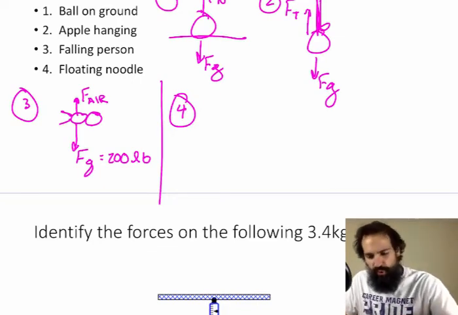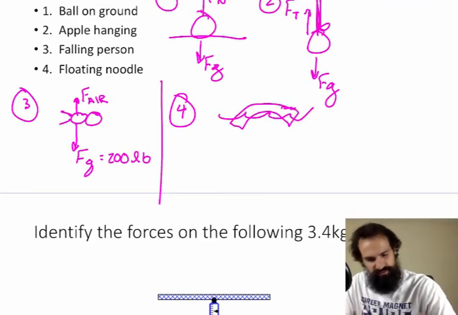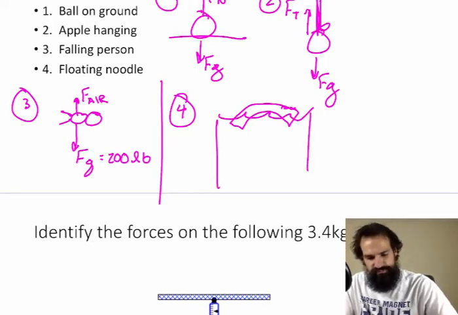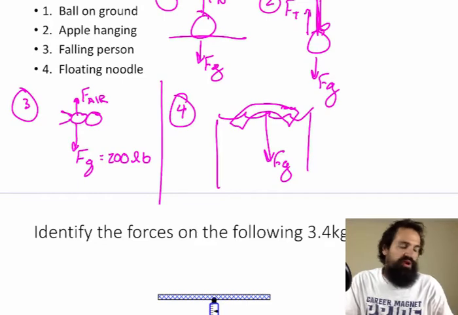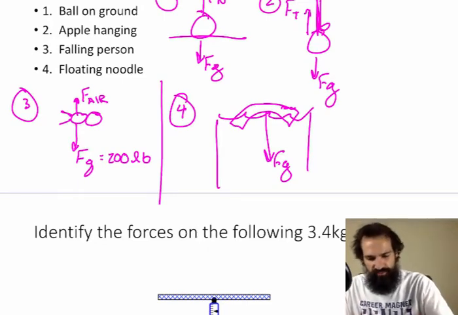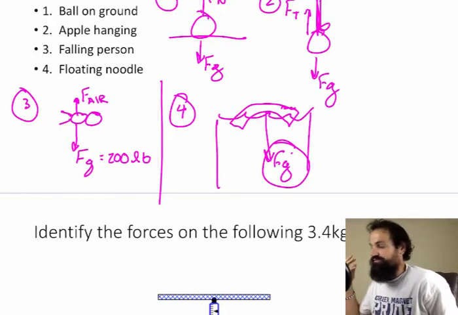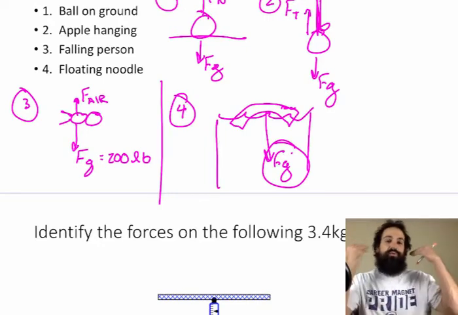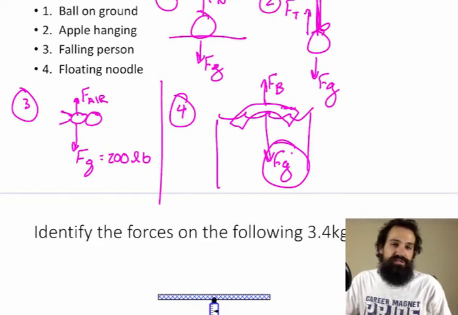All right, a floating pool noodle. So we have a floating pool noodle in the pool. We have the force of gravity down, and that force of gravity would be really, really small. Probably 2 pounds worth of weight, right? And remember, force of gravity is also known as weight. So if you ever see a problem where it says the weight of the object is some value, then that value is the force of gravity. Force of gravity and weight are 100% synonymous. So we have force of gravity down and the buoyant force up because it is in a fluid.